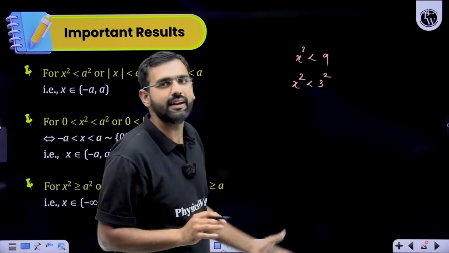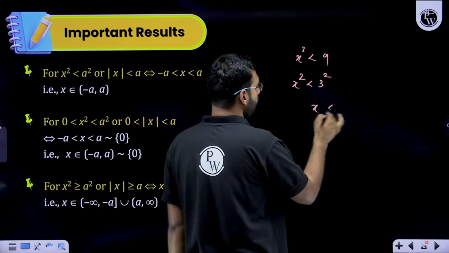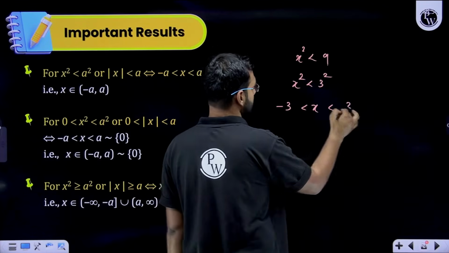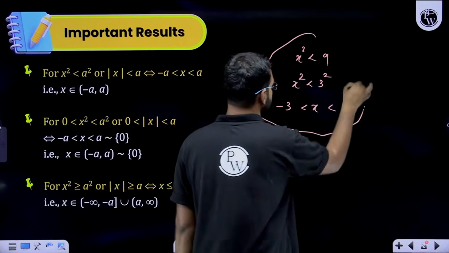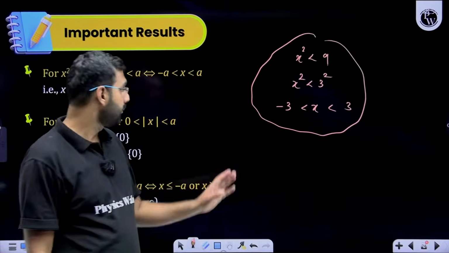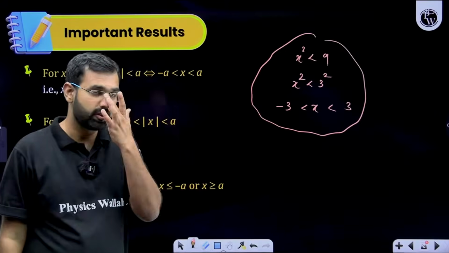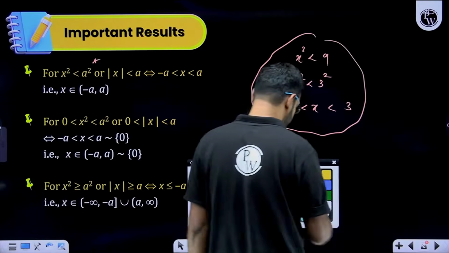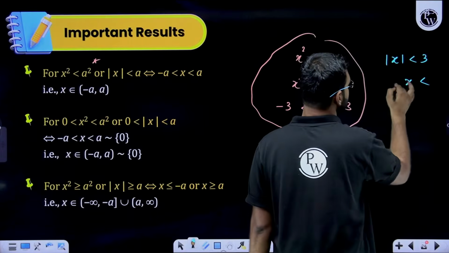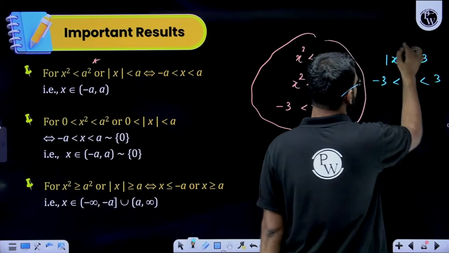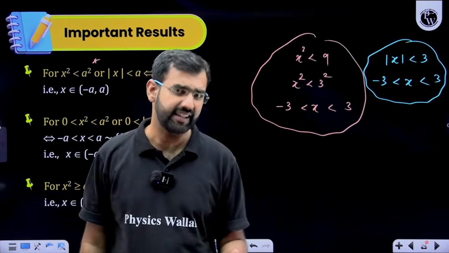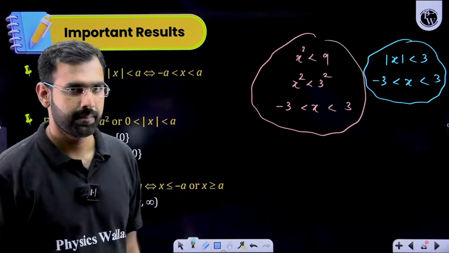Directly write the conclusion that x will always lie between minus 3 to 3. That's exactly what we are trying to say here through this identity. Not just that, we remember that x square and mod x behave similarly, which means what? Let's say if I'm given mod x is less than 3, then also we say the same thing, that x will lie between minus 3 to 3. So remember these conclusions, which we'll be using directly or indirectly or subtly at a lot of places.